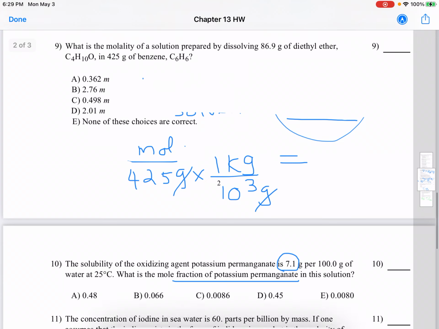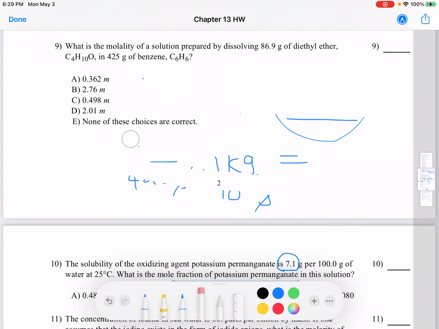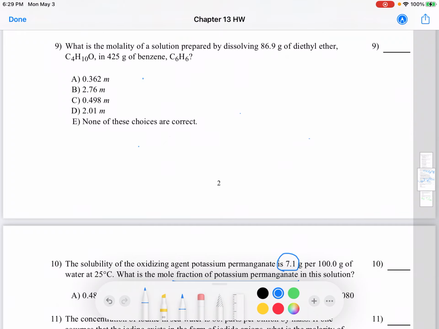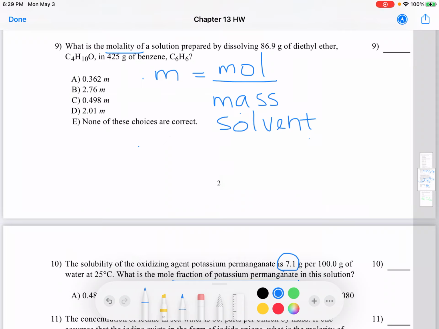Number 9. What is the molality? Now remember here it is not molarity, molality. Molality is symbol small m. The way that you calculate the molality, you take the number of moles of the solute and you divide that by the mass of the solvent, only the solvent, not the solution, in kilograms. It has to be in kilograms. That's how you calculate molality.